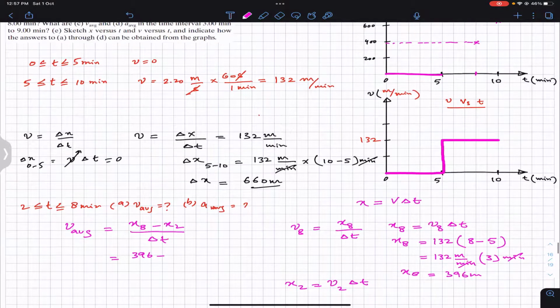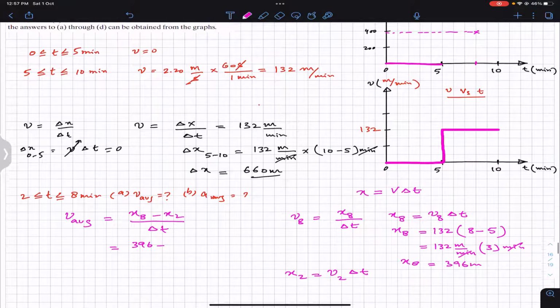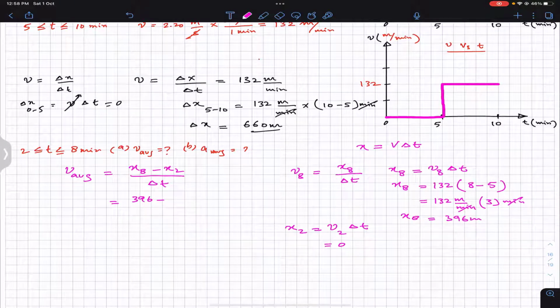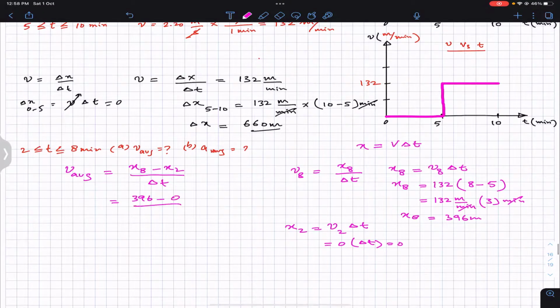The velocity at t equals 2 minutes is 0, right? So 0 into delta t is equal to 0. So x2 is 0. This means that at t equals 2 minutes, he is still standing there, right? There is no distance traveled at t equals 2 minutes. So x2 is 0, and here we need to put 0.